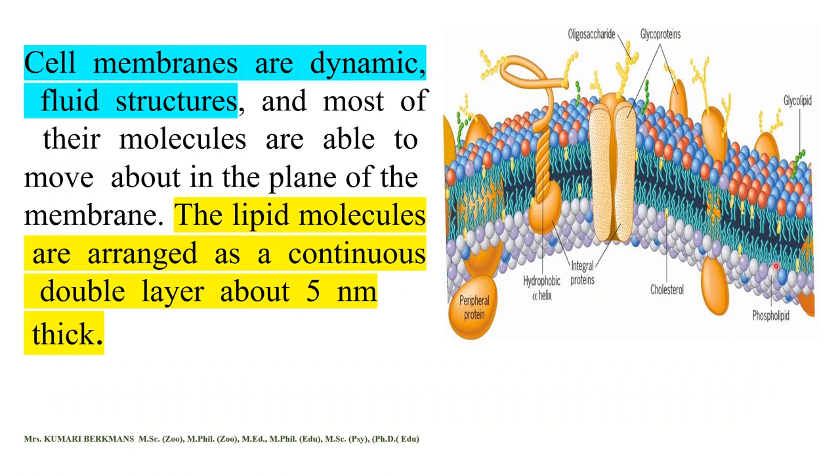What you are seeing here is the structure of the membrane. This is an electron microscopic structure. This is a dynamic fluid structure, and most of its molecules move about in the plane of the membrane. For example, the blood vessel is carrying so many nutrients, and those nutrients are coming into the cell. If you think, this is the inner part of the cell, this is the outer membrane, and this is the blood vessel.